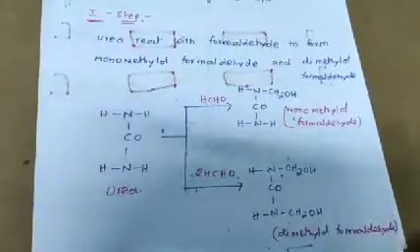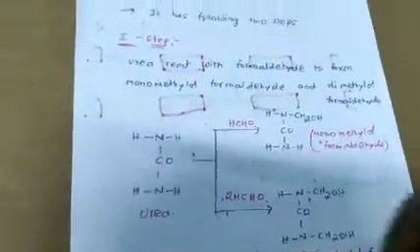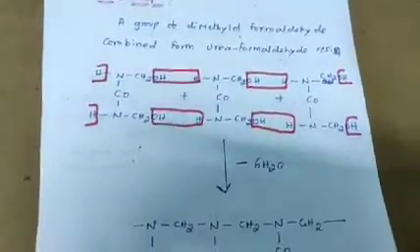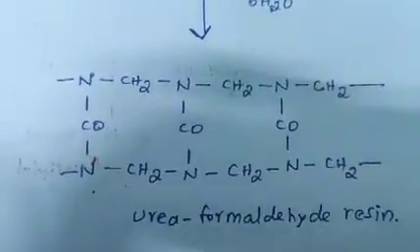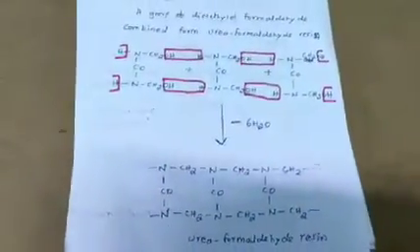In the next step, we take dimethylol formaldehyde. In the second step, a group of dimethylol formaldehyde molecules combine to form urea formaldehyde resin like this. And it is nothing but urea formaldehyde resin.